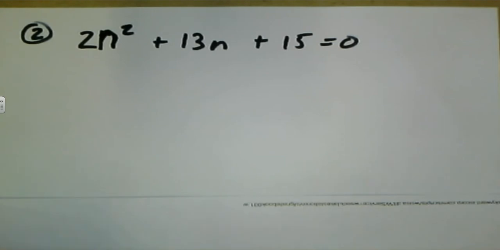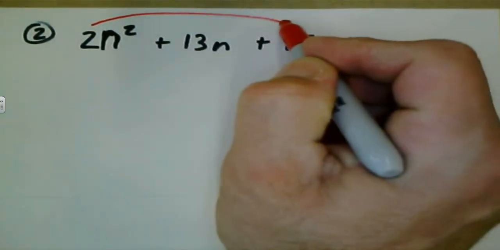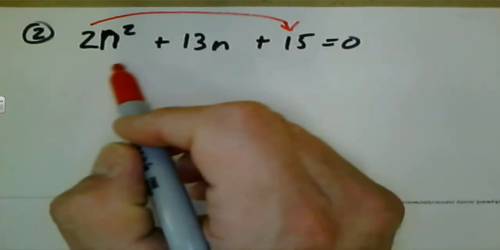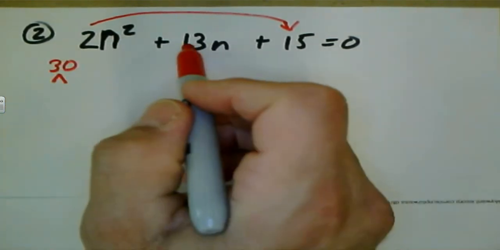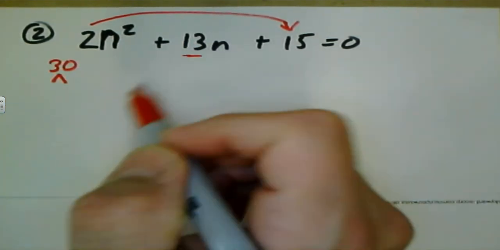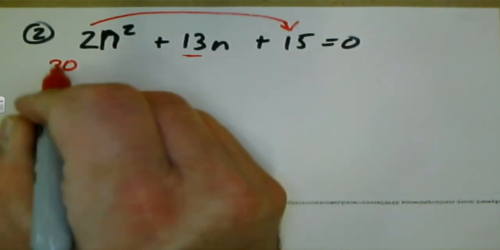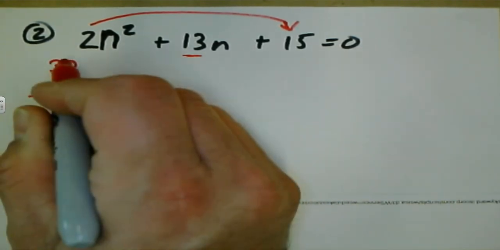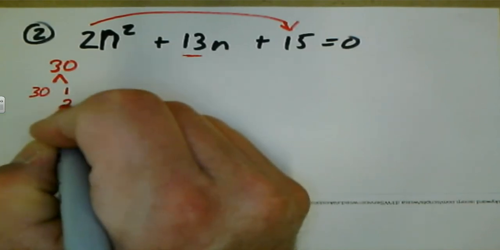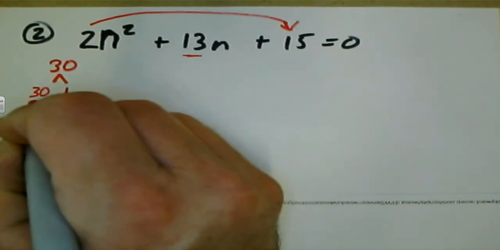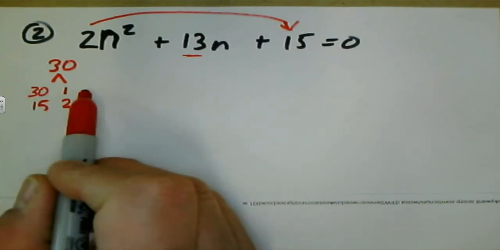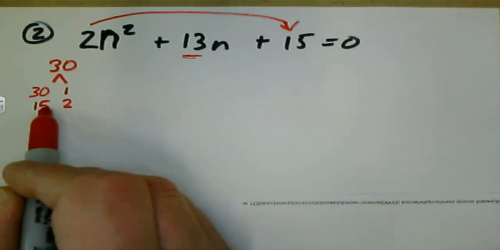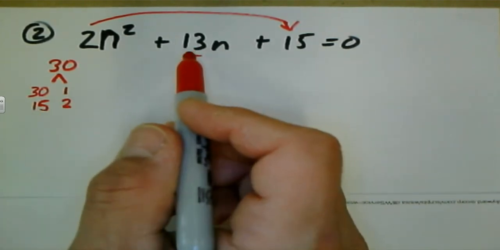All right. So once again, we're going to take that front number, multiply it by the third number. So our first term times our second term, we have 2 times 15 is 30. And we need to find 2 factors that equal 13. So we know if we divide 30 by 1, we get 30. Use your calculator. 30 divided by 1 is 30. We know it's even, so we can do 30 divided by 2, which is 15. 30 and 1, if we add, it's 31. Subtracted to 29, it's not giving us 13. However, 15 and 2 will give us 13, right?